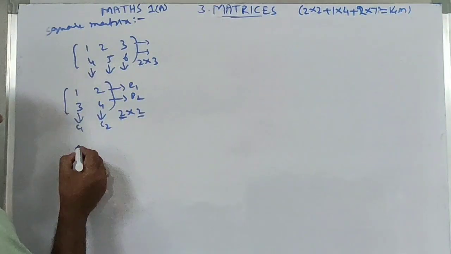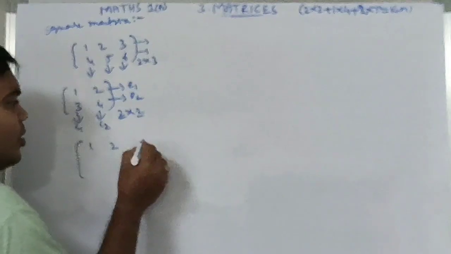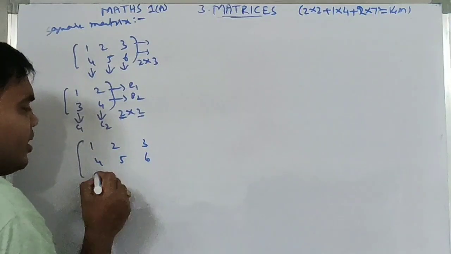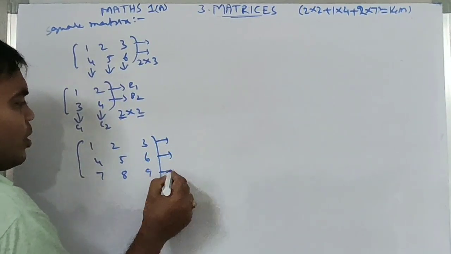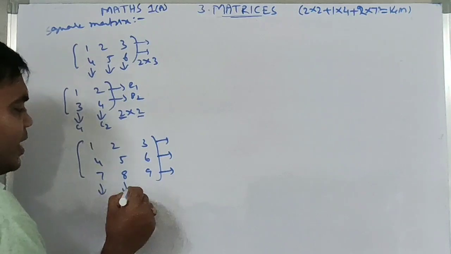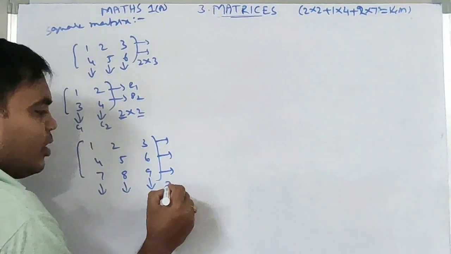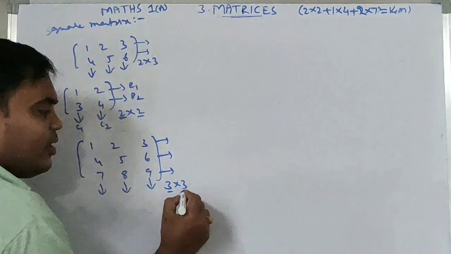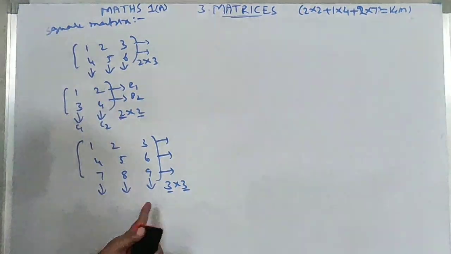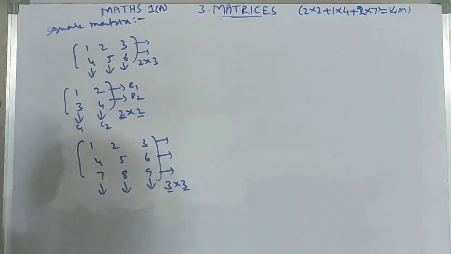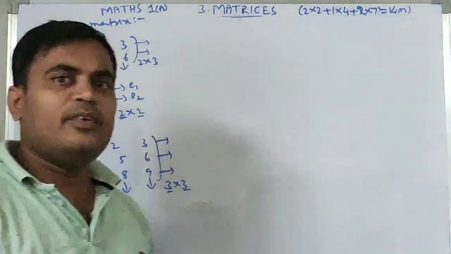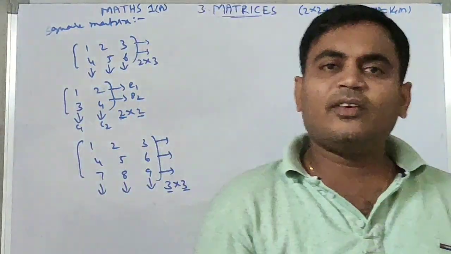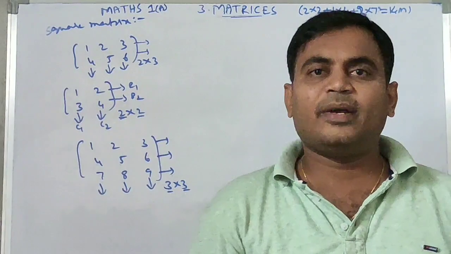So I am taking a square matrix of order 3: 1, 2, 3, 4, 5, 6, 7, 8, 9. First row, second row, third row, first column, second column, third column: 3 rows, 3 columns. So this is 3, this is also 3. The number of rows and columns are equal, then it is called a square matrix. In a square matrix, the number of rows and columns are always equal.